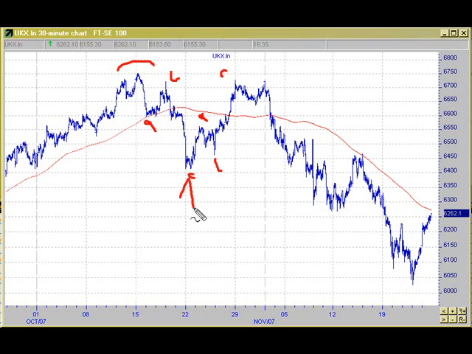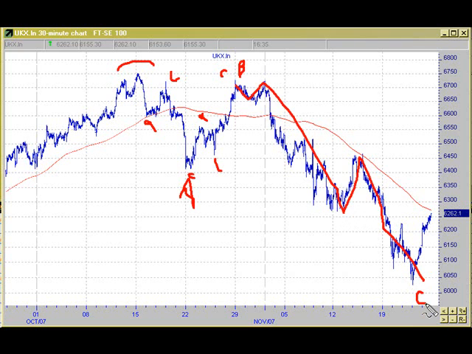So it looks like that may be A. This may be a B, and this could be a C wave decline we're seeing here. There is more of a 5 here. 1, 2, 3, 4, 5. So that could be a C.